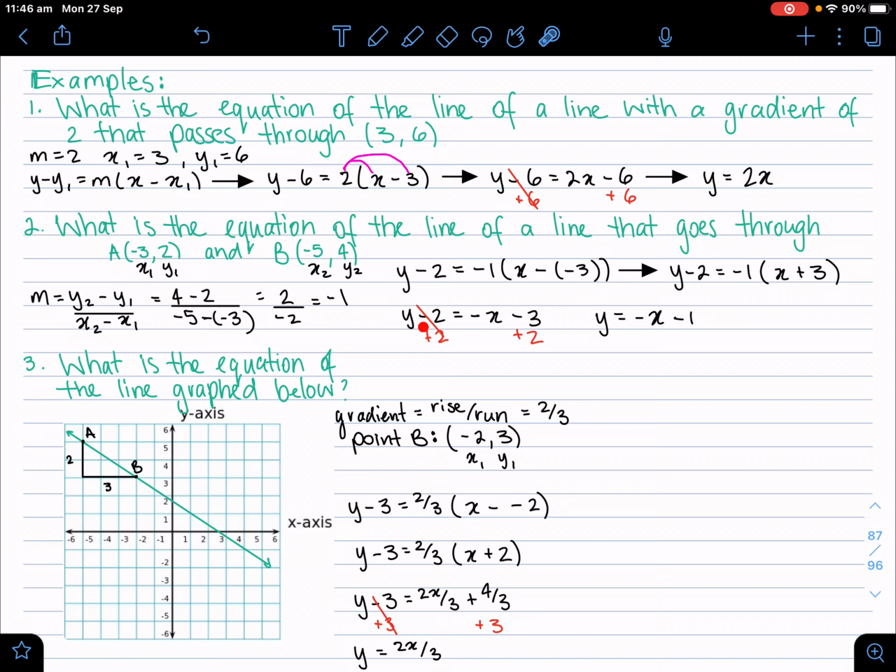So, it's y minus 2. Inverse of minus 2 is plus 2. Whatever I do on one side, I have to do on the other. So now I'm left with y equals negative x minus 1. The gradient of this line is negative 1. The y-intercept of this line is negative 1 as well.